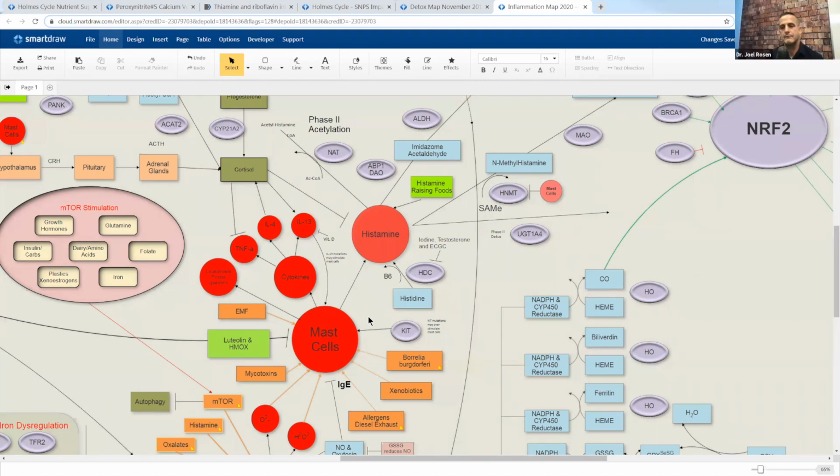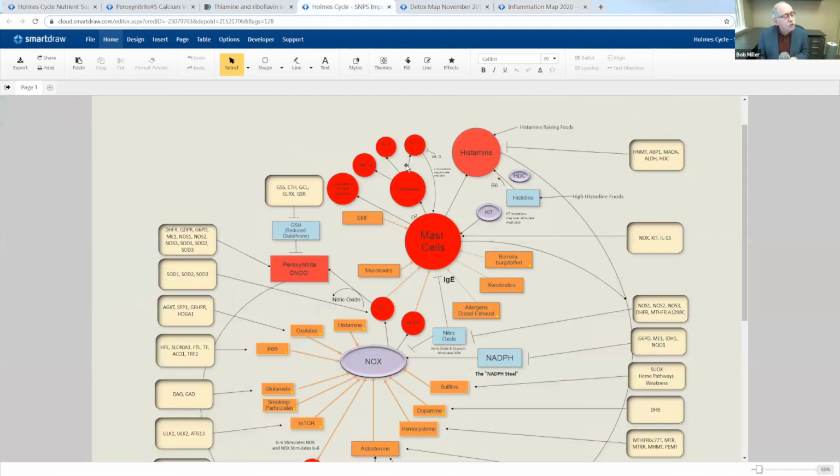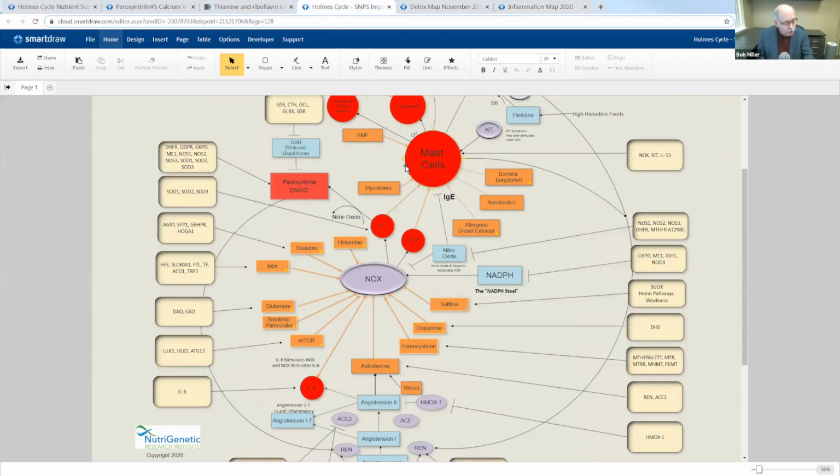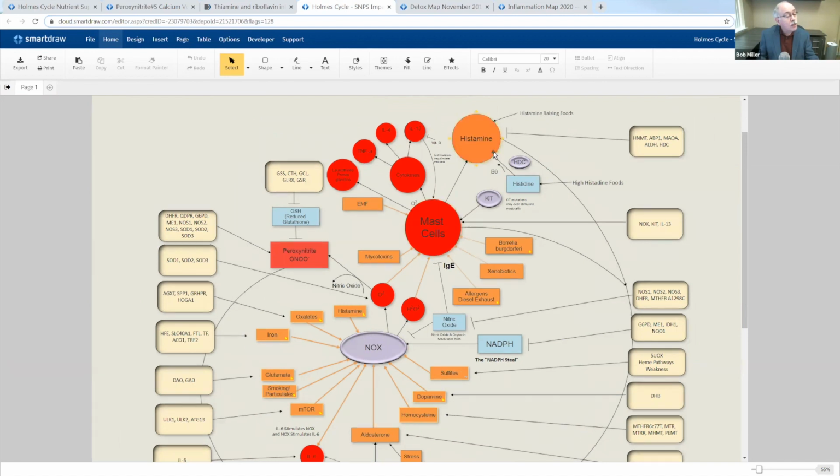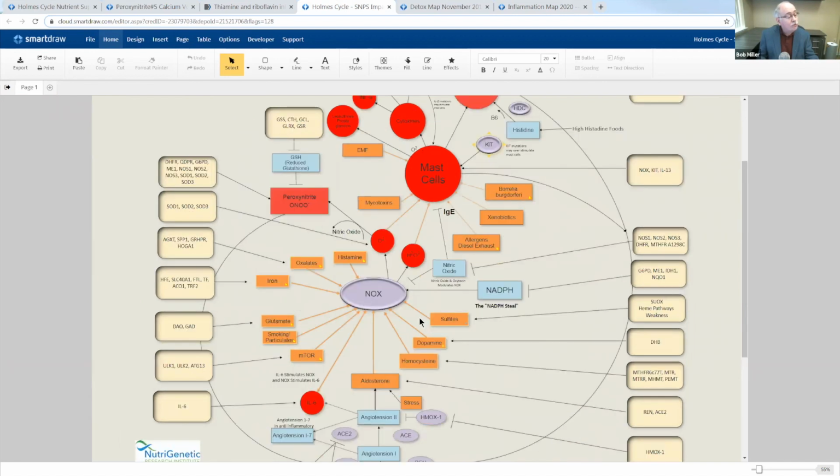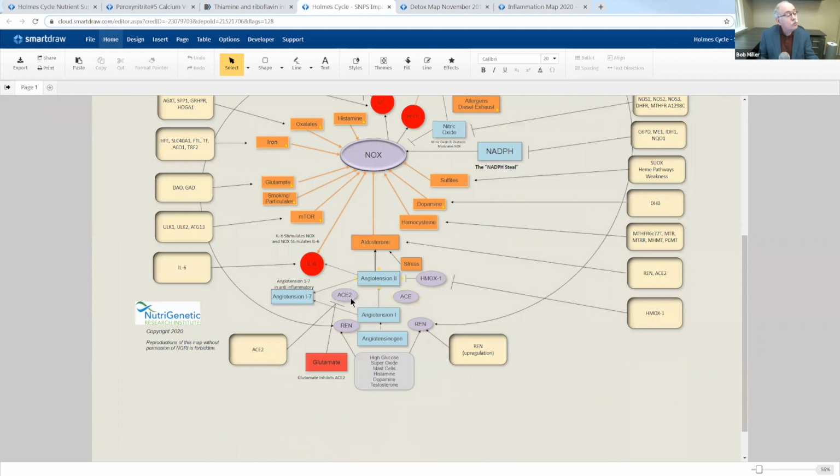So to sum it up, I believe that because of things that we've done to the environment, they are overstimulating the NOx enzyme. We're overstimulating the mast cells. We're overstimulating the histamine. It's all feeding back to just be one vicious cycle that keeps on going.